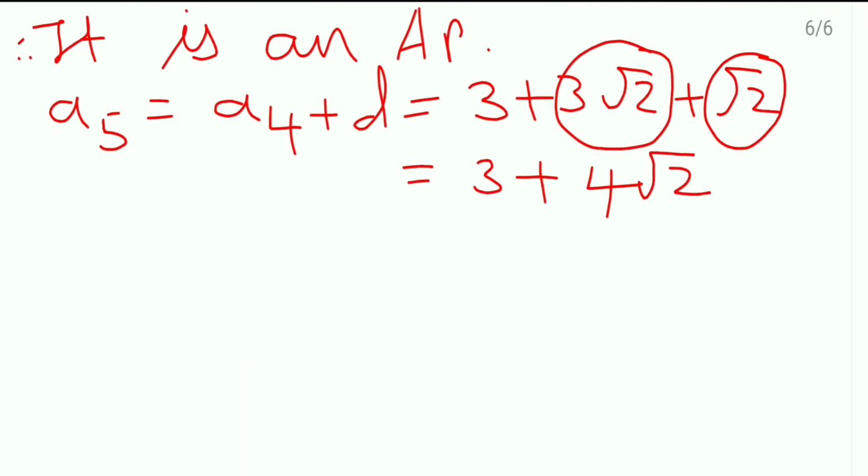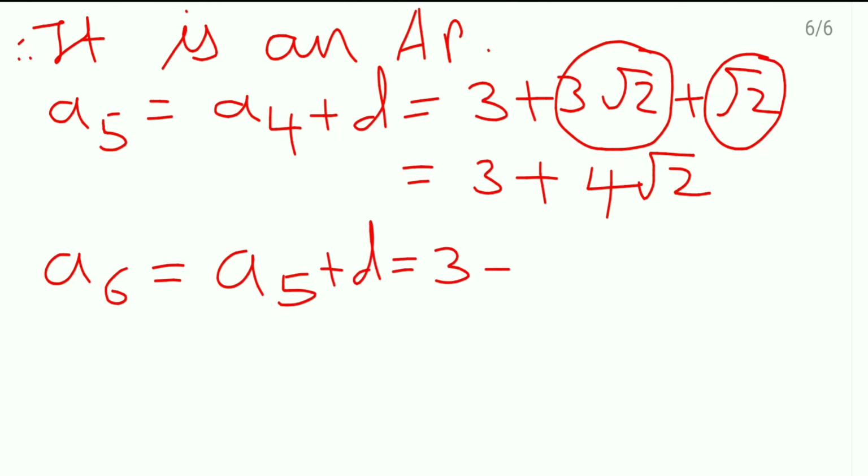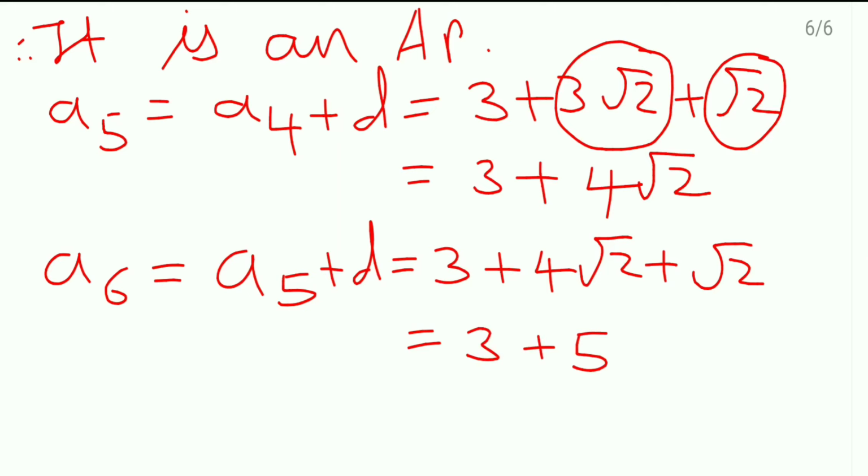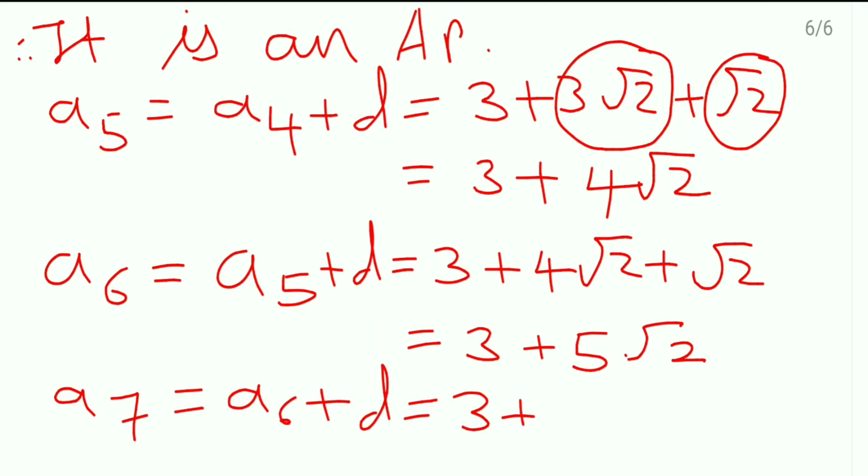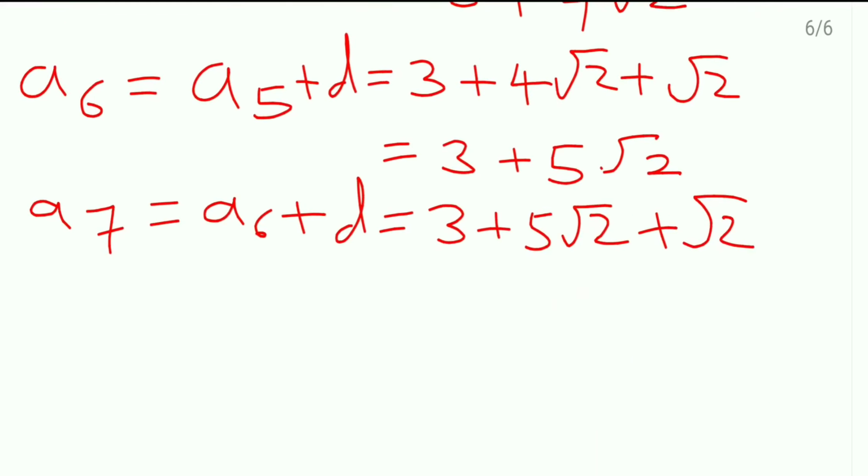Okay. Come to the next one here, A6. So A5 plus D. A5 is 3 plus 4 times root 2, plus root 2, which comes as 3 plus 5 times root 2. Okay, come to the 7th term here. A6 plus D, which is equal to 3 plus 5 root 2 plus root 2, which will come as 3 plus 6 times root 2. Right?